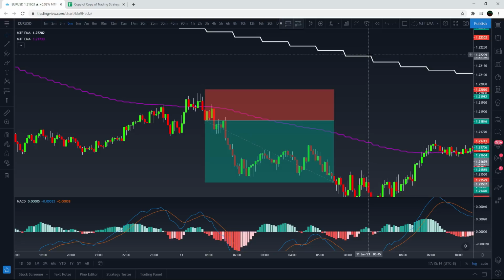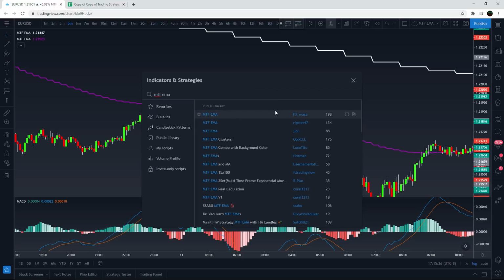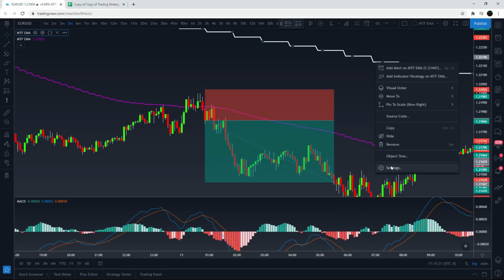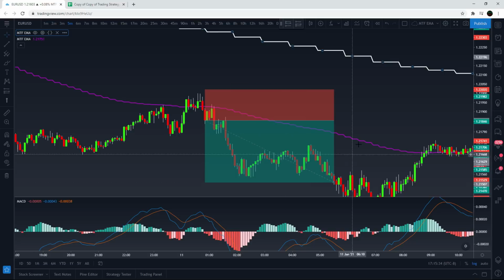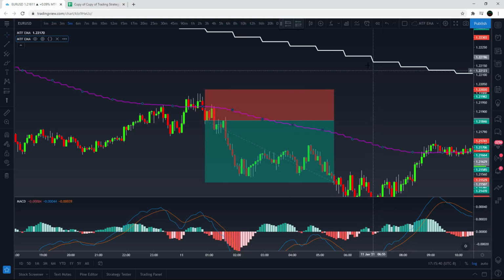So up here, the white is a multi-time frame EMA, same with the purple. You can simply search MTF EMA here, and the one I'm using is the very first one by FX_Massa. The setting for the first one is hourly 50, and this one is a 15-minute 50. So essentially we have the hourly 50 period exponential moving average and a 15-minute 50 period exponential moving average, and we're on the 5-minute time frame for the price data. So we get a multi-time frame perspective of the trend.